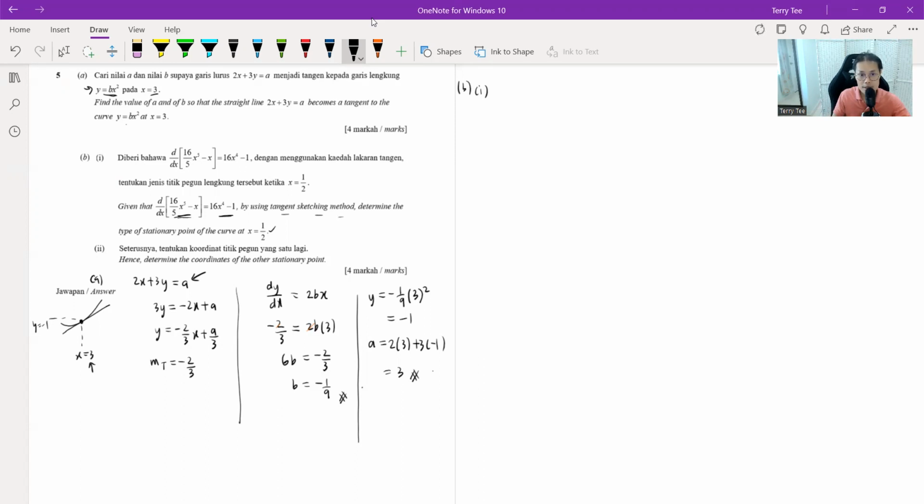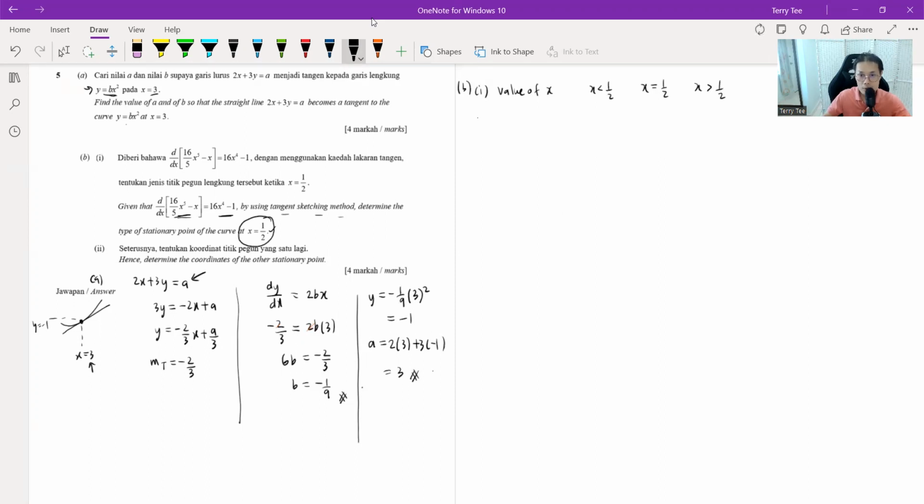So when we say tangent sketching method, we are actually drawing the smiley face method, we call it, right? We want to see the changes in the gradient of the tangent. All right. Now, what is the value of x? The value of x is half here at the curve. This is x less than half. This is x more than half.